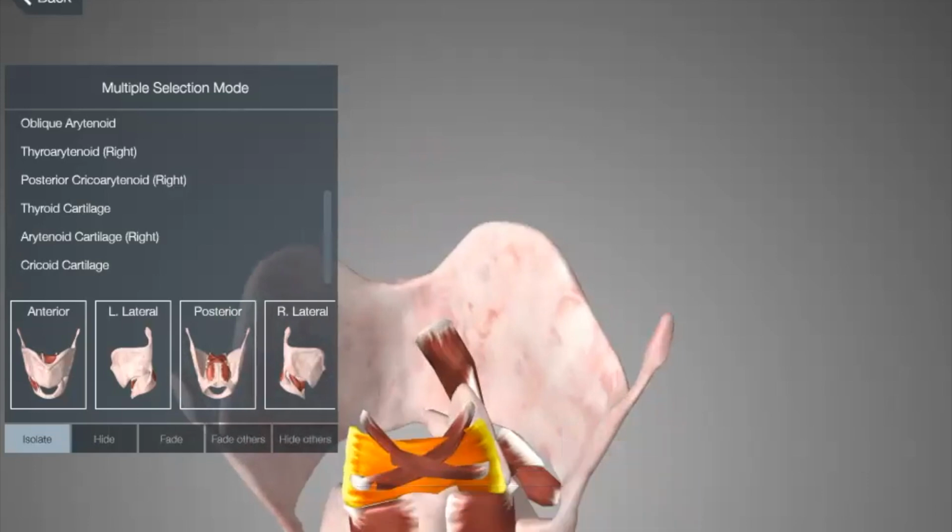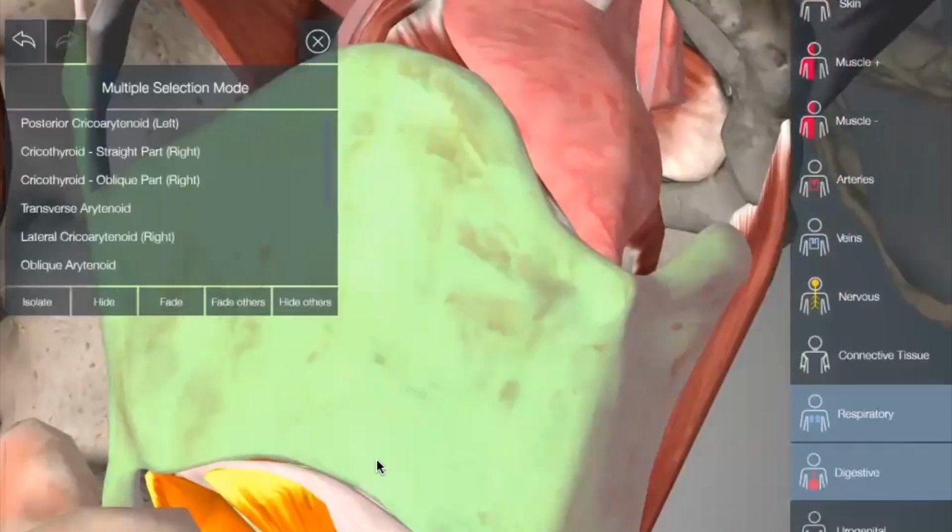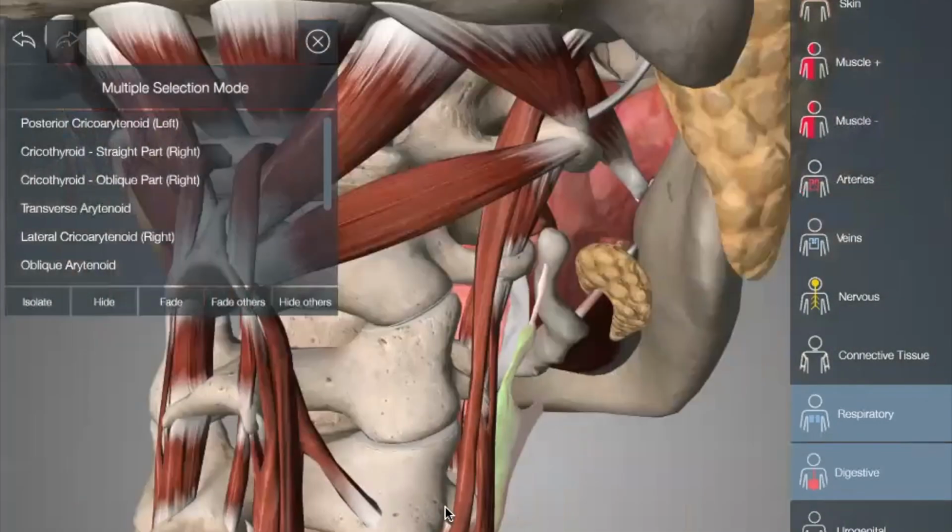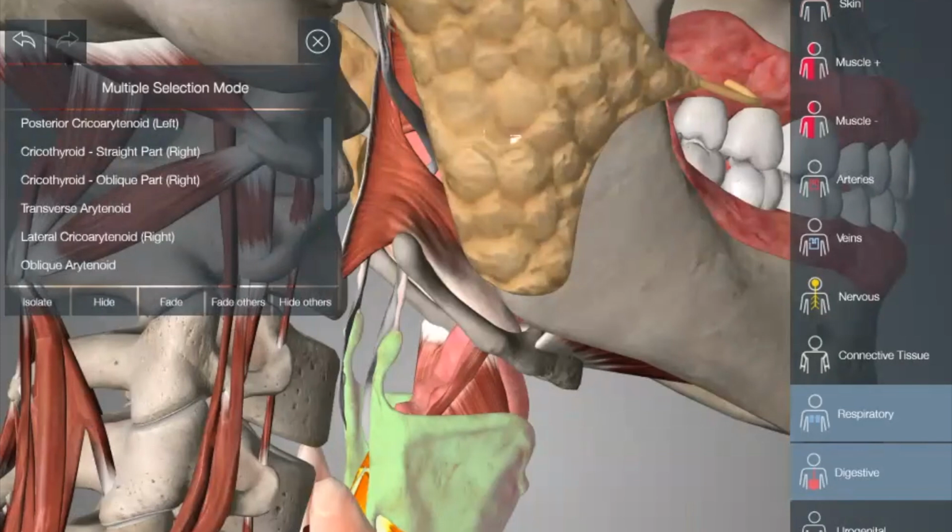And the attachments, how do they attach? They attach from one arytenoid cartilage to the other. That's it. Spans from one arytenoid cartilage to the opposite one. That's the attachment. And these are the intrinsic muscles of the larynx.